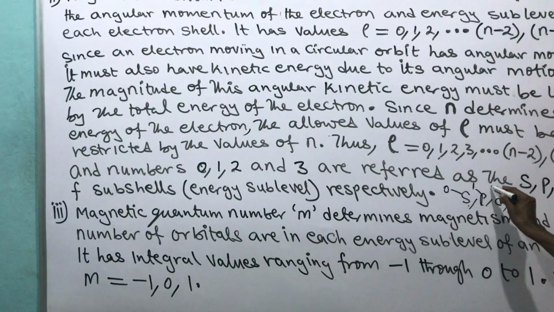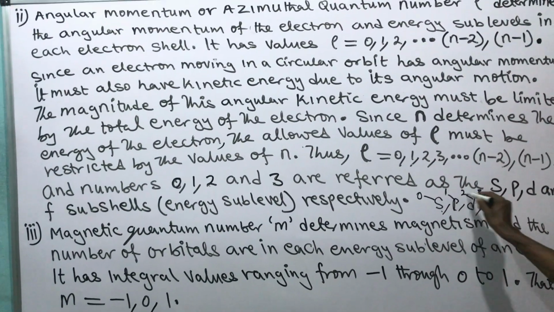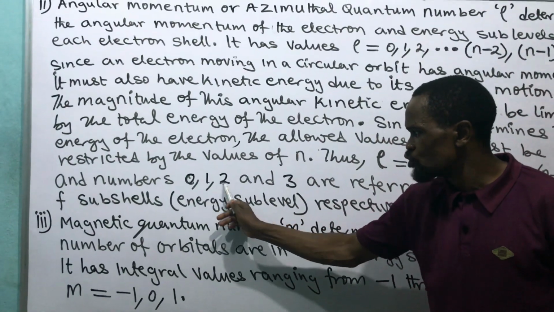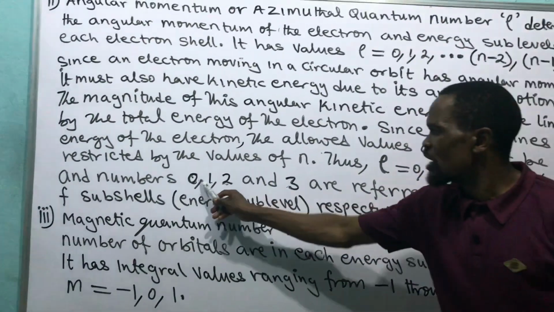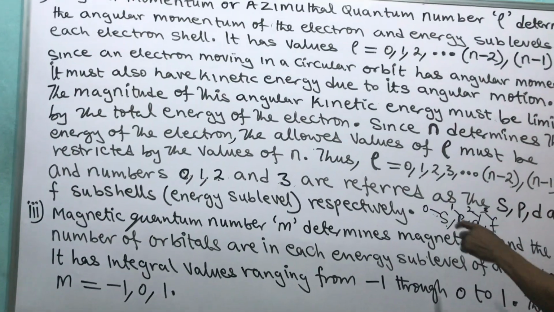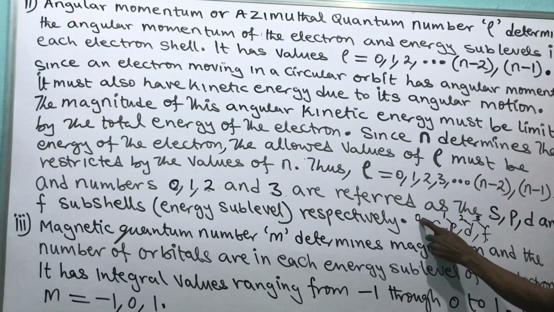This one stands for what? 2. And this one stands for what? 3. That's what I said. How many did I mention here? 1, 0, 1, 2, 3. And how many are there? 1, 2, 3, 4. So 0 stands for what? That L, the angular momentum being 0.